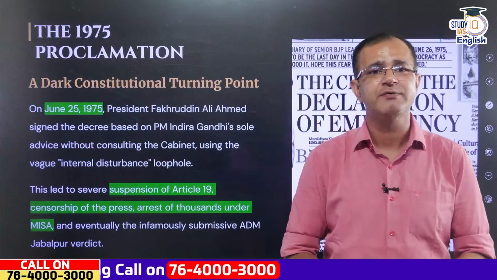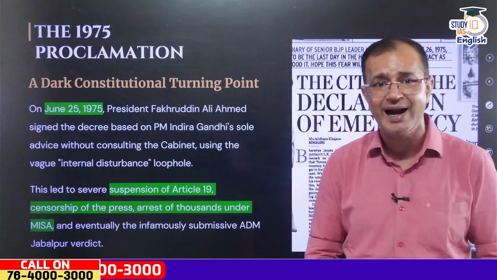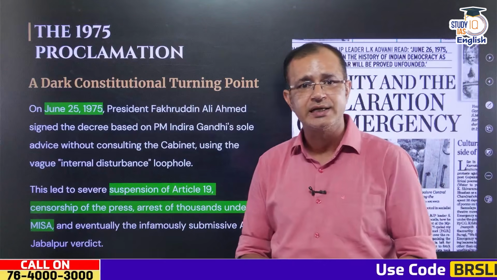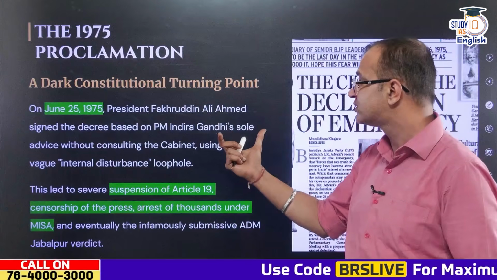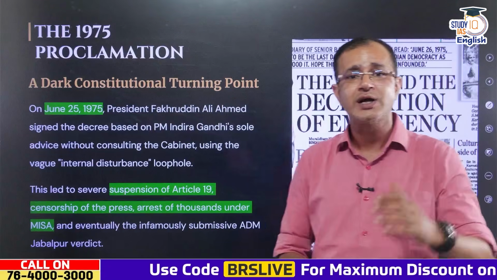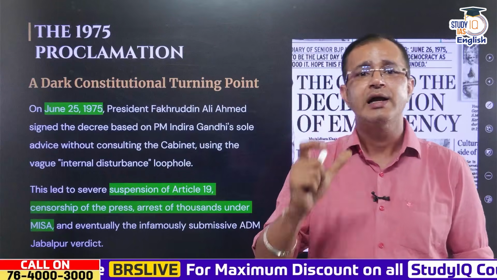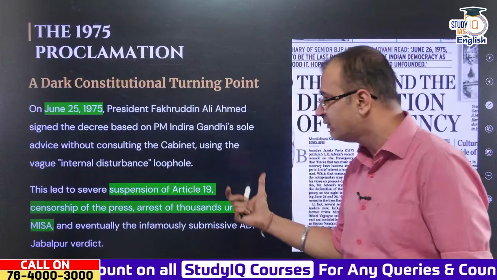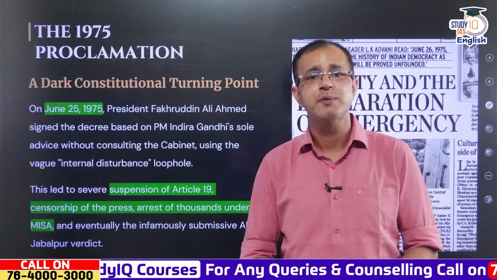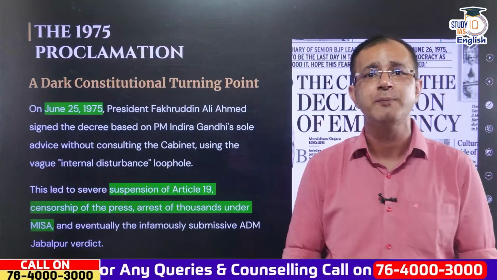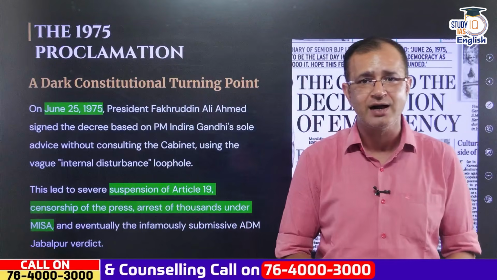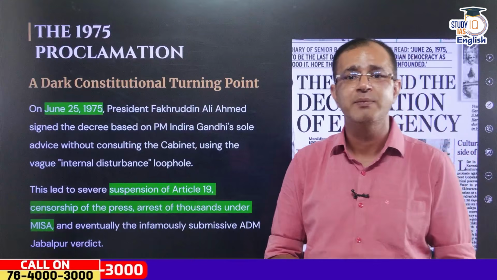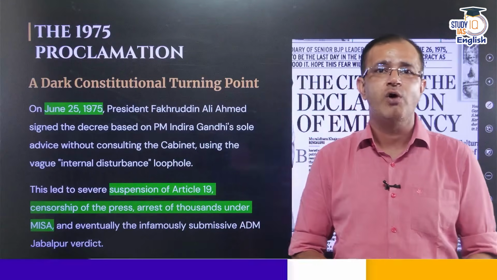Now, when it comes to the 1975 event, it was on 25th of June 1975 that the then President of India, Fakhruddin Ali Ahmed, signed the decree based upon the sole advice of Prime Minister Indira Gandhi, without consultation of the cabinet, using the vague internal disturbance loophole. Now, this led to severe suspension of the Article 19 freedoms and even censorship of the press. And thousands of people were arrested under the MISA Act, that is, Maintenance of Internal Security Act.